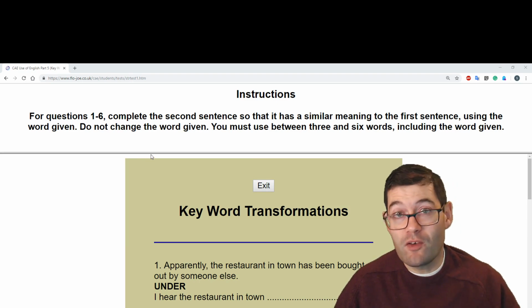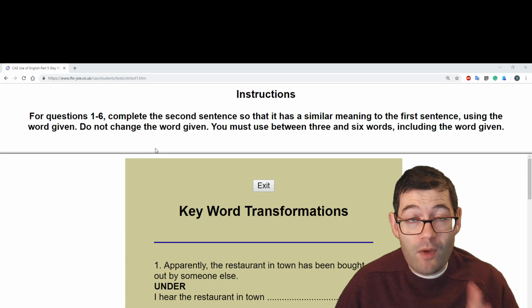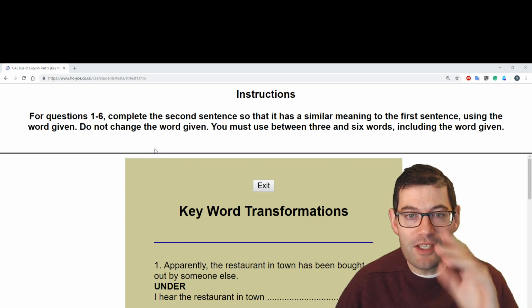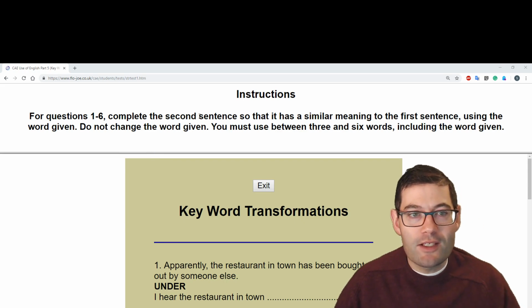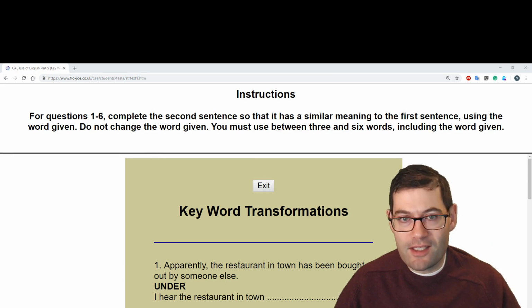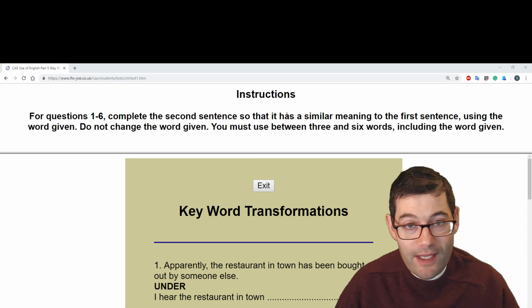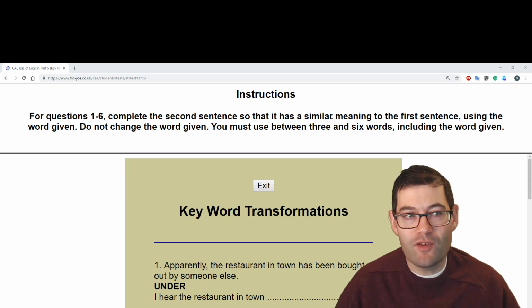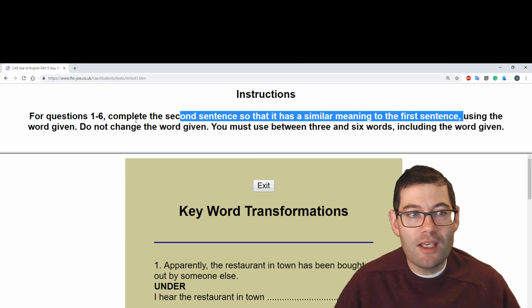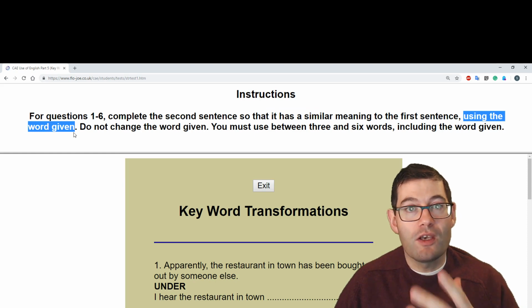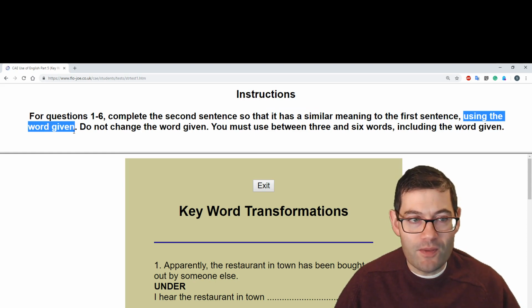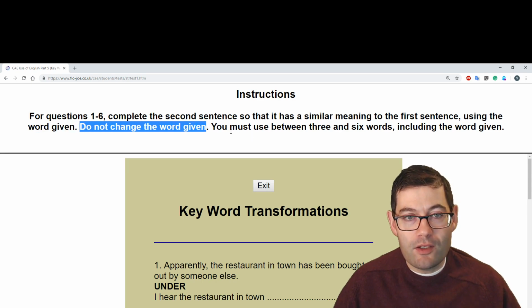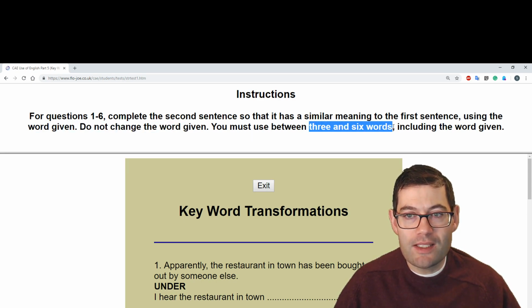It's always worth going over them just in case that one time happens that you make a mistake because you didn't follow the rules. So you're given an example sentence. The second sentence has a gap in it, and you've got to redraft that sentence so it has a similar meaning to the first sentence. Using the key word given, of course, we can't change that word which is given, and that's mentioned in the next sentence. You must use between 3 and 6 words. That's important to remember as well.